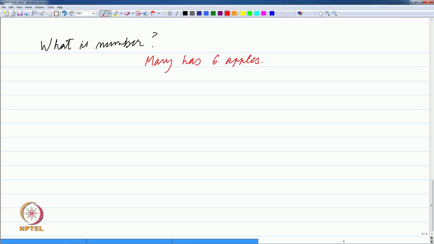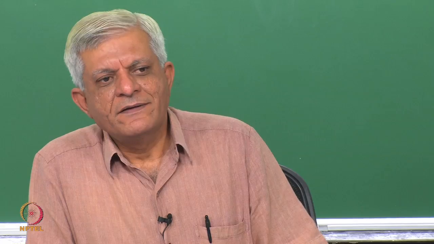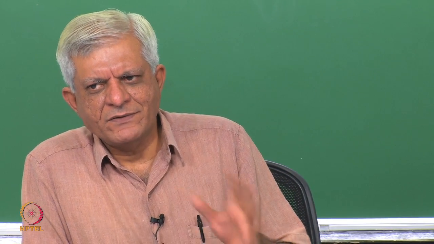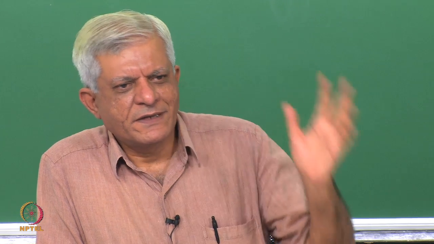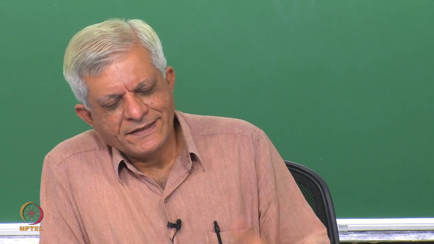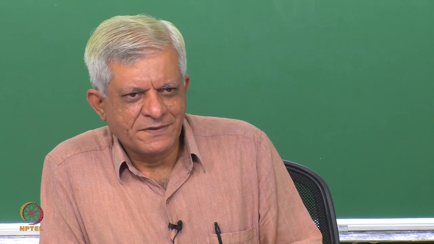What is 6 essentially? When I say Mary has 6 apples, what am I really saying, or what is this a shortcut for essentially? If I want to explain to somebody, let us say somebody comes from Mars or somewhere, and you say that I will give you 3 apples, and the creature says, what do you mean you will give me 3 apples? Then you have to explain, what do you mean by 3 apples?